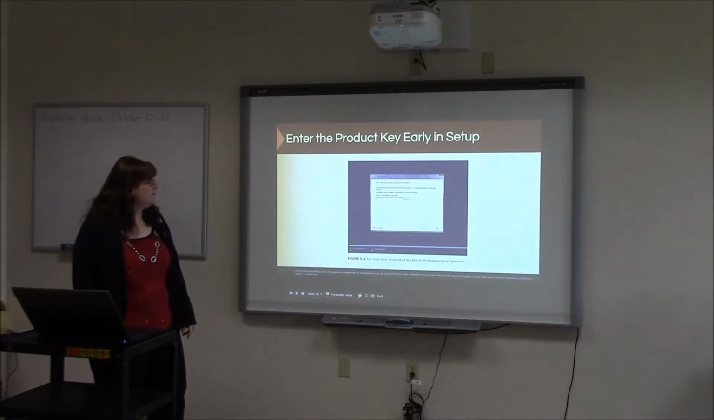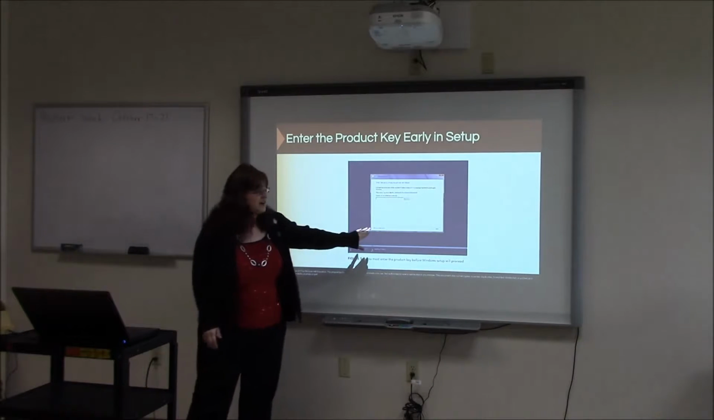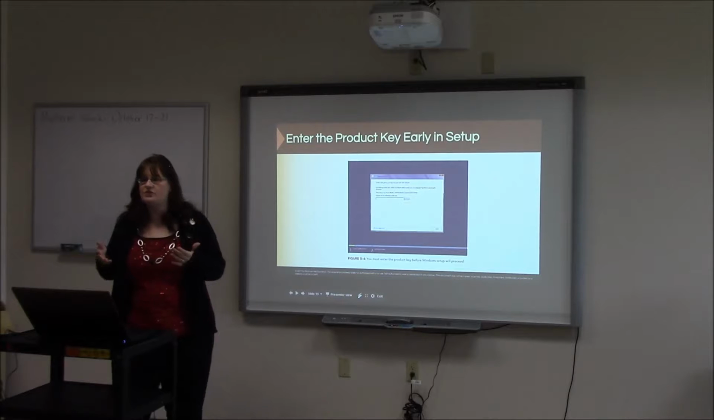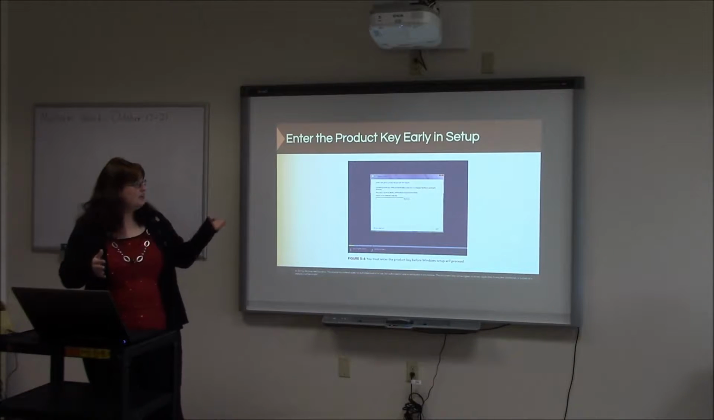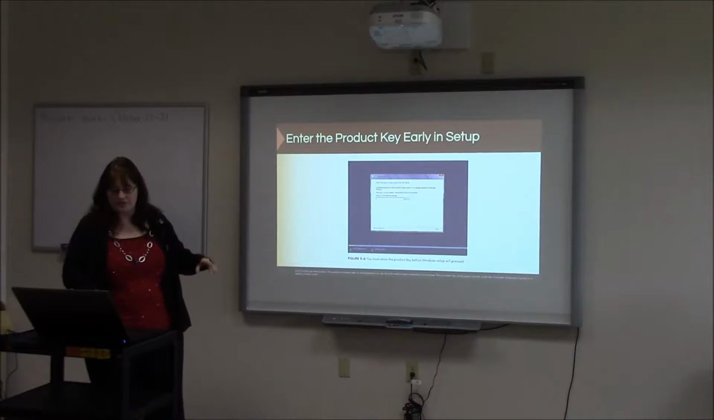Here's the spot where you have to enter the product key. On this window, on Windows 7, there was a little thing over here that said skip, and it popped up a message and said, hey, you're going to have to do this eventually. Are you sure you want to go ahead and skip it? And you could say yes. But in Windows 8.1, no skipping. You've got to enter it right then.